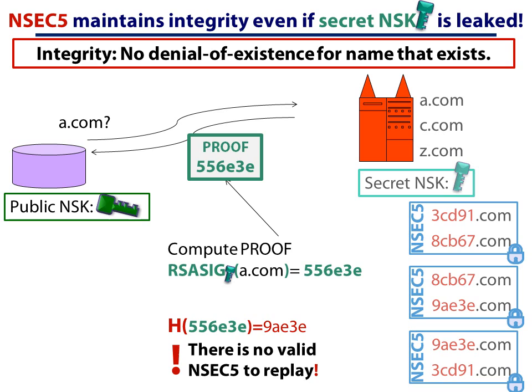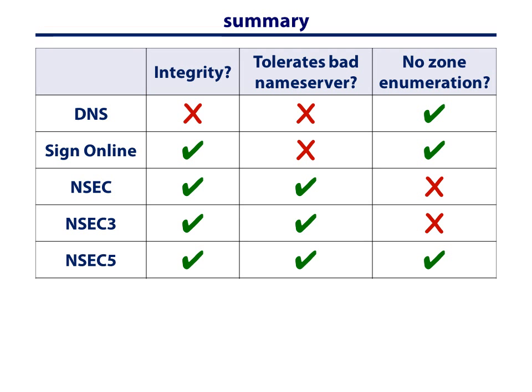Even if this name server gets compromised or decides to misbehave, he can't deliver bogus responses because he doesn't have the ability to sign NSEC5 records, he doesn't have the zone signing key, and so he can't replay an NSEC5 record that will convince the resolver that a.com doesn't exist in the zone. This is exactly why NSEC and NSEC3 were secure against attacks on integrity.